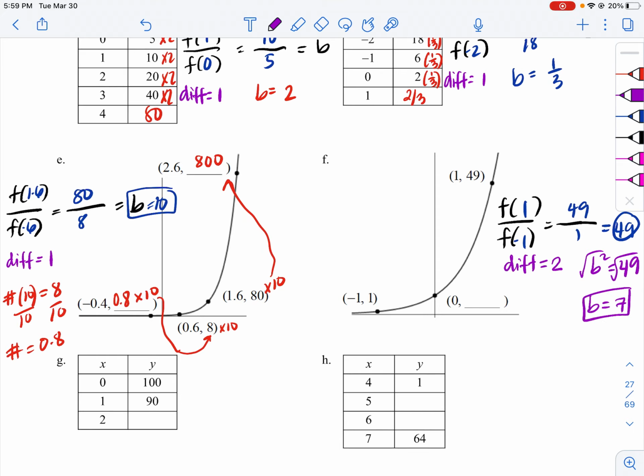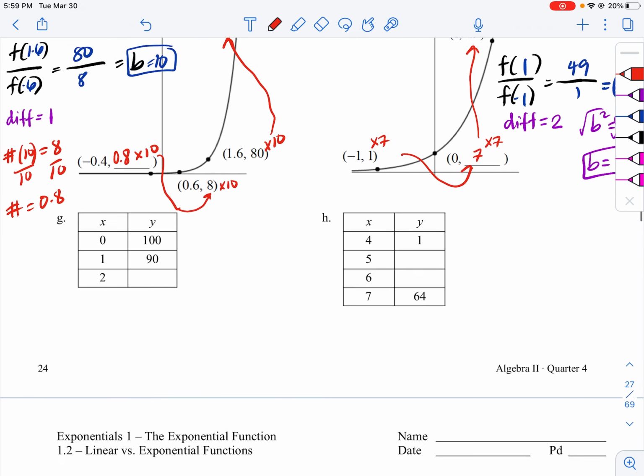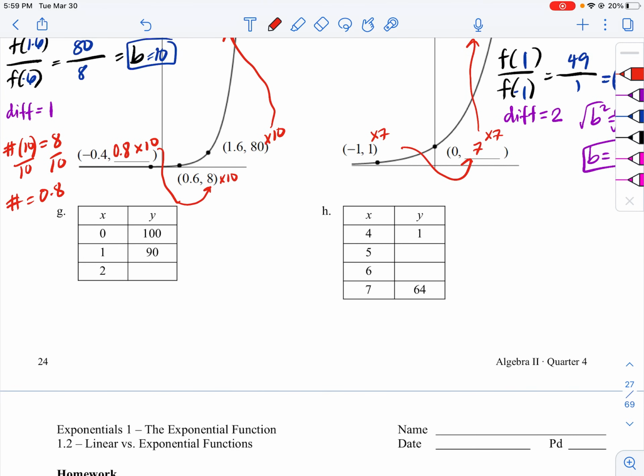Okay, so let's multiply every number by 7. 1 times 7 is 7. 7 times 7 is 49. So the missing number in the blank is 0.7.